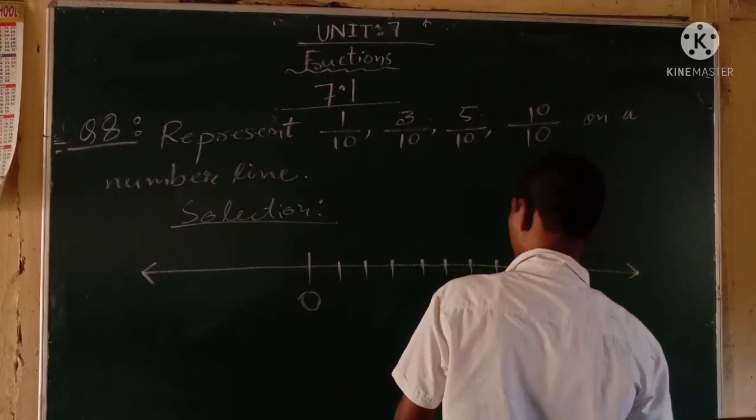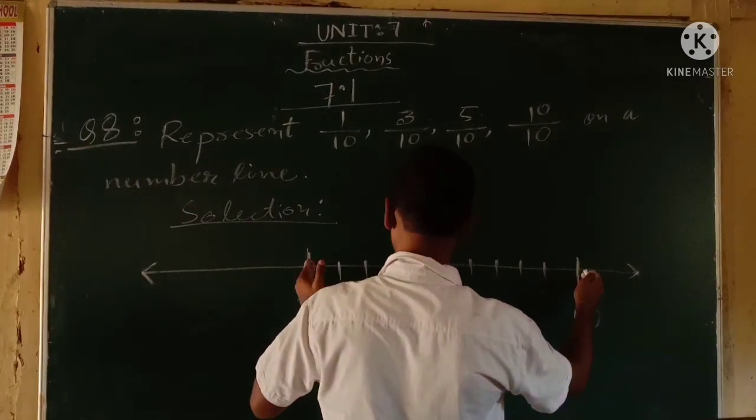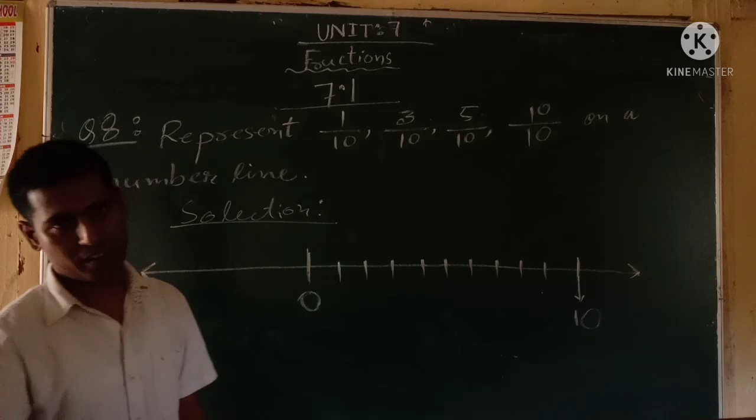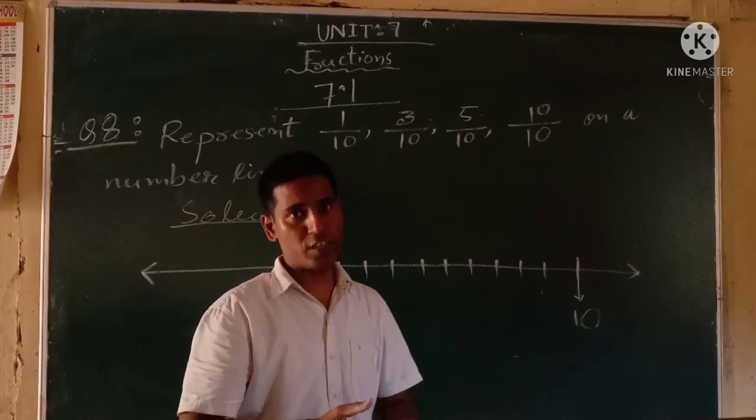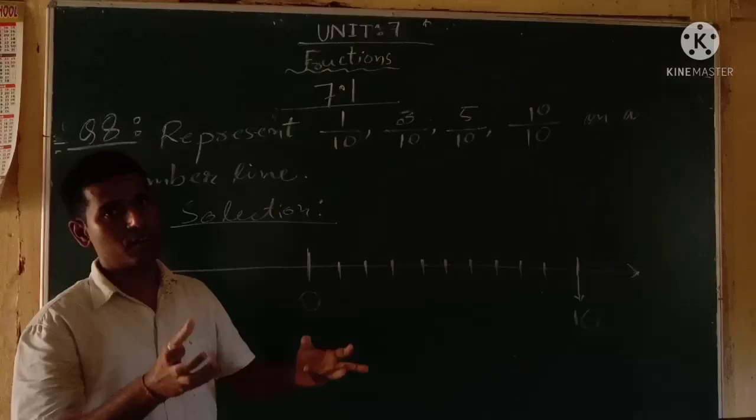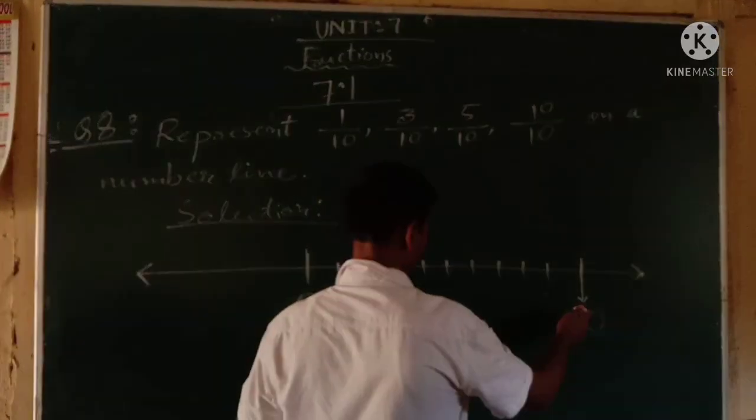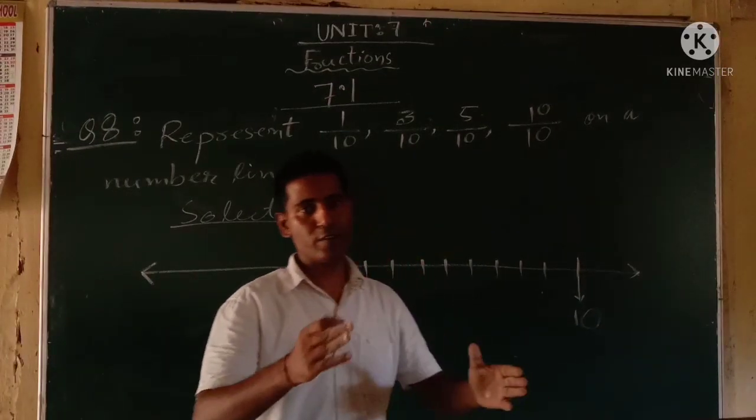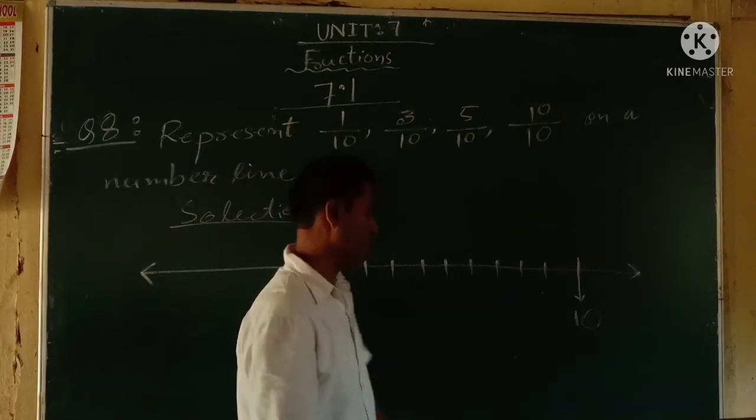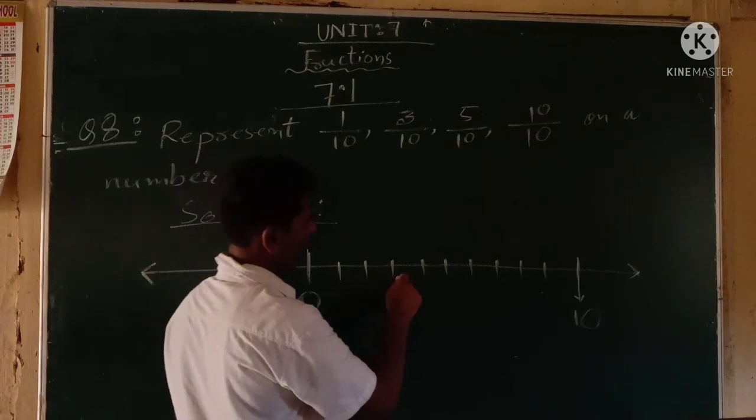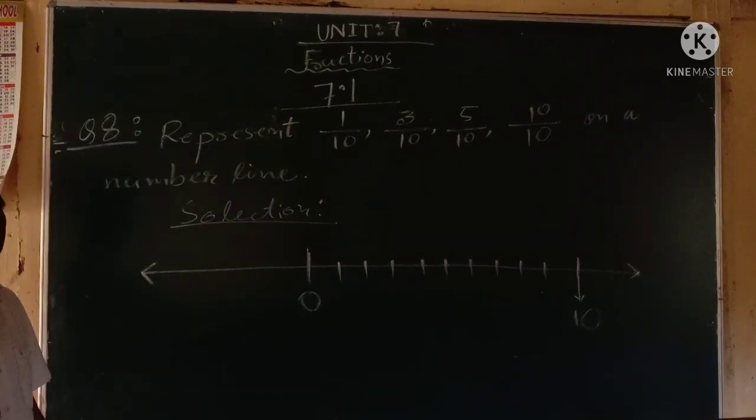That means this is a whole, 1 unit. From 0 to 10 is 1 unit, or a whole thing, or an absolute thing. And this very unit has been divided into 10 equal parts. See, 1, 2, 3, 4, 5, 6, 7, 8, 9, 10, divided into 10 equal parts.